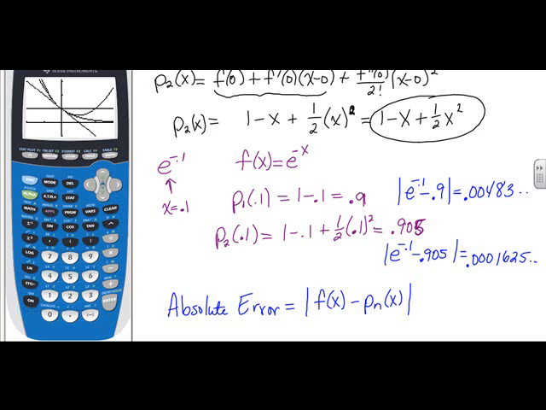So the closer your particular value of x, in this case 0.1, is to the center, to the value that the polynomial is centered around, the better. In our case, our function is centered at x equals 0. Because 0.1 is very, very close to 0, we get relatively decent approximations. So you can guarantee yourself a smaller amount of error 2 ways. You can look at values of x that are closer and closer to the point where the polynomial is centered, or you can use polynomials with higher and higher degrees.